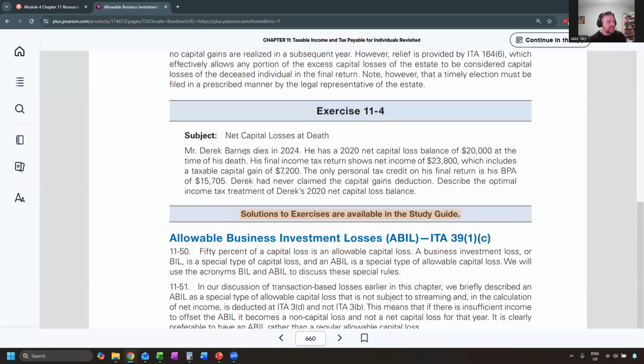So Derek Barnes dies in 2024. He has a net capital loss from a few years ago of $20,000 at the time of his death. His final income tax return shows net income of $23,800, which includes a taxable capital gain of $7,200. The only personal tax credit on his final return is his BPA of $15,705. Derek had never claimed the capital gains deduction. Describe the optimal income tax treatment.